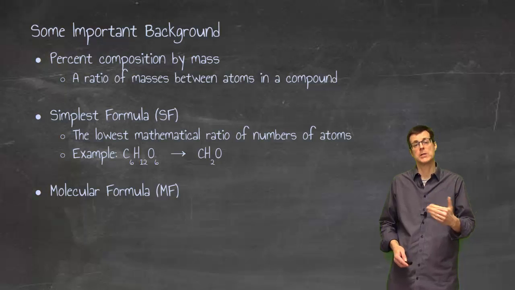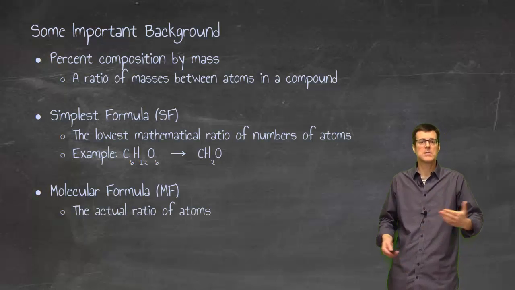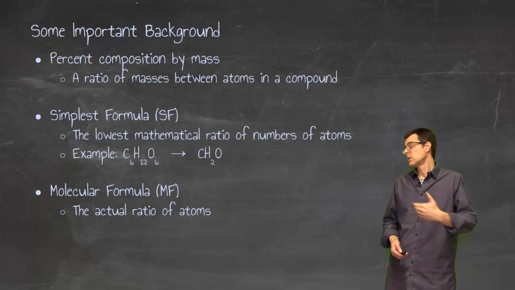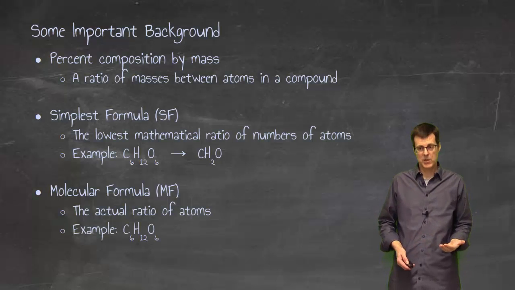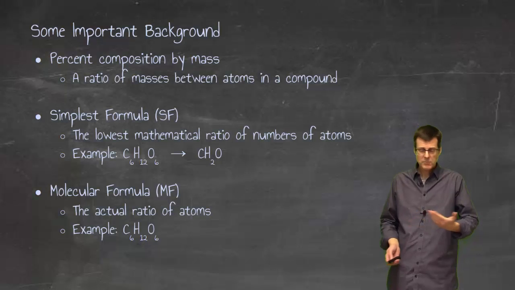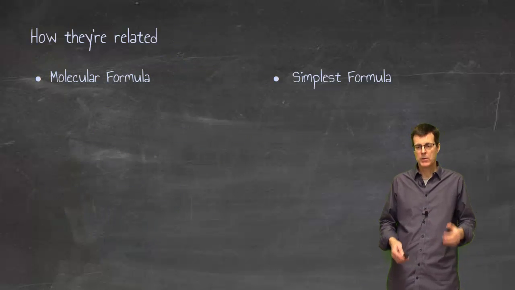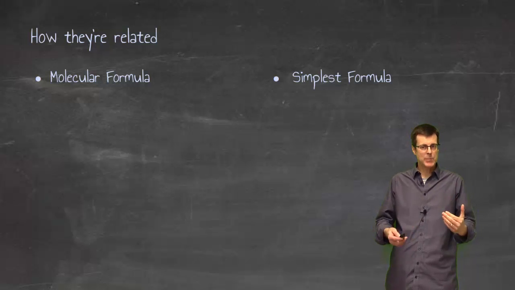Eventually we're going to get to the molecular formula, which I'm going to call the MF, and that is the actual chemical formula. Now we need to get the simplest formula before we can get the molecular formula, so that's going to be our starting point. And as I said, there's an example of an actual chemical formula. They are related mathematically, not necessarily chemically though.